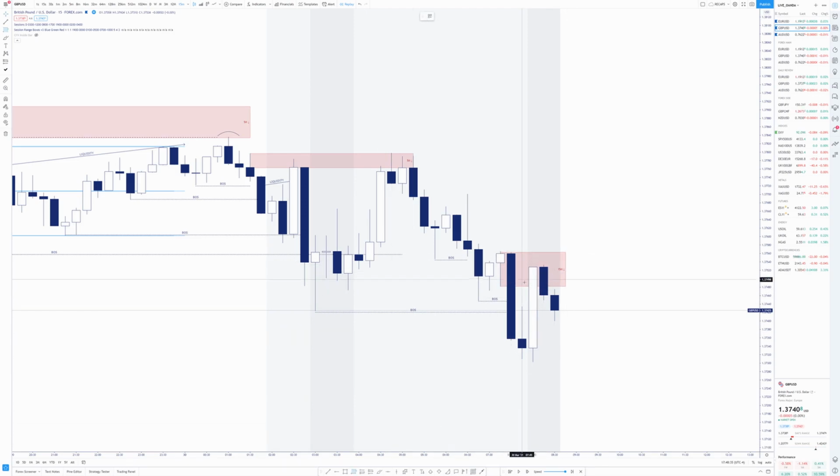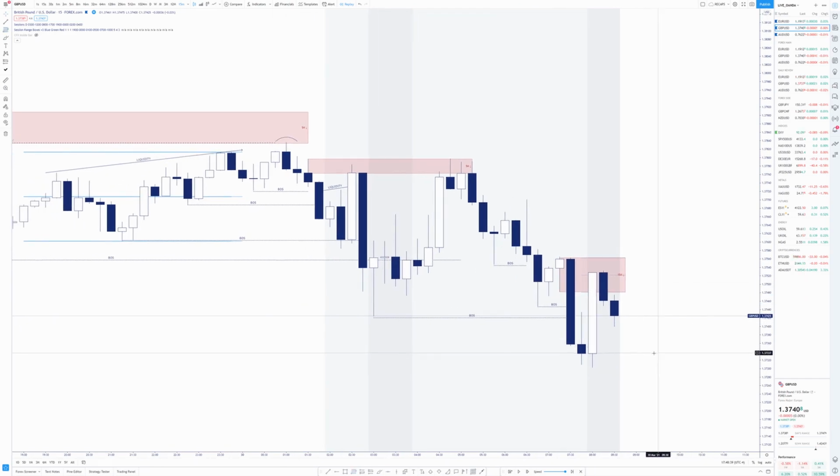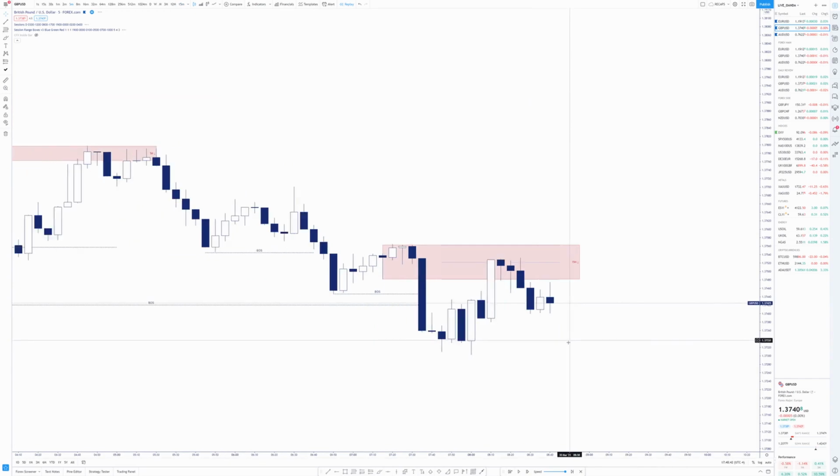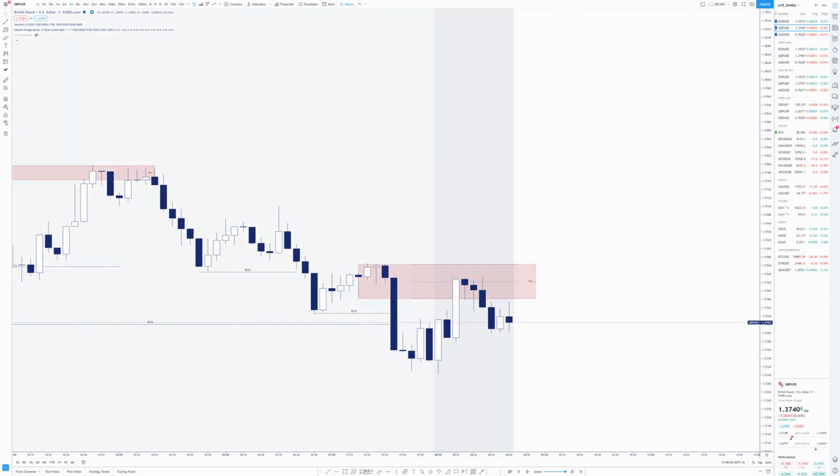And if I actually mark out the equilibrium, you can see that it technically mitigates that. But if I drop now to the 5-minute, you'll see that we actually have a 5-minute area of supply sitting right here. So for some of you, you might be thinking, maybe I missed the trade, price is tapped into it, what am I going to do, right?